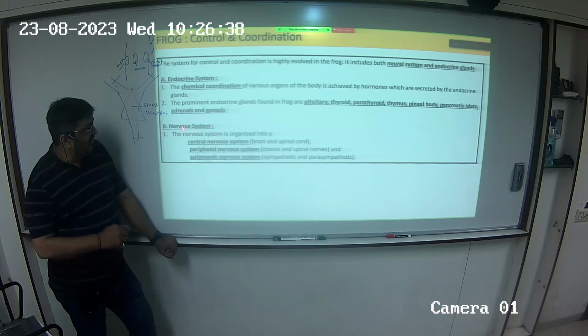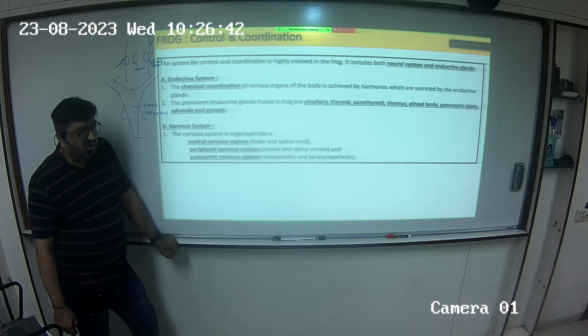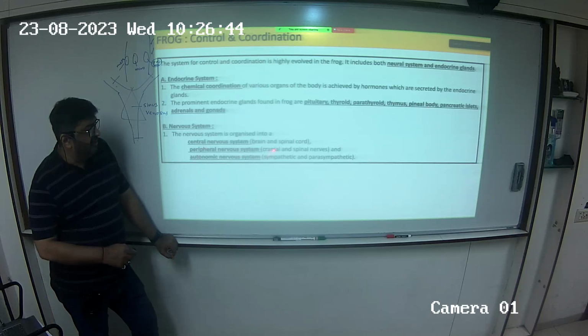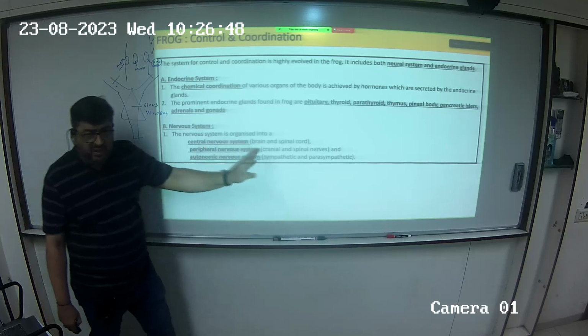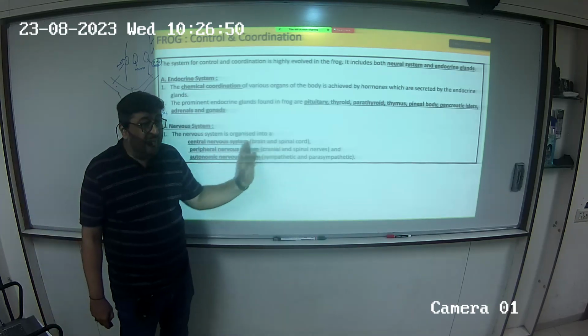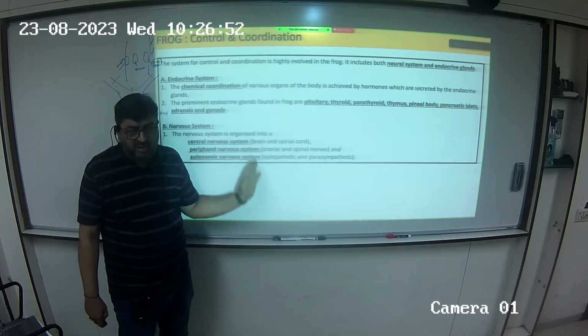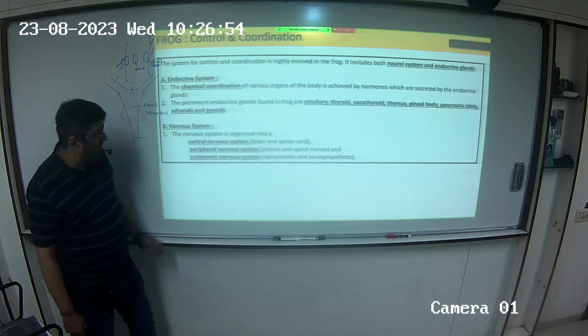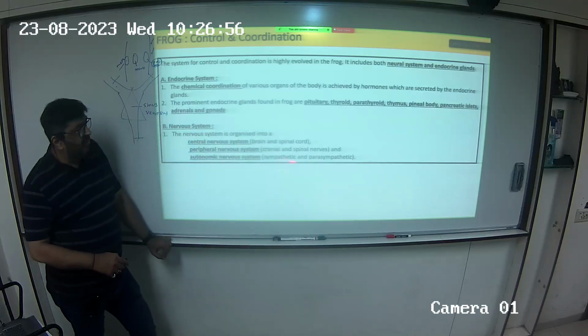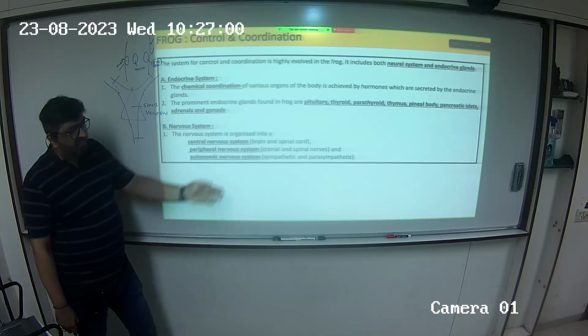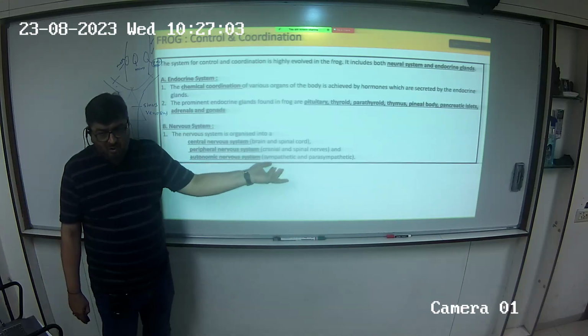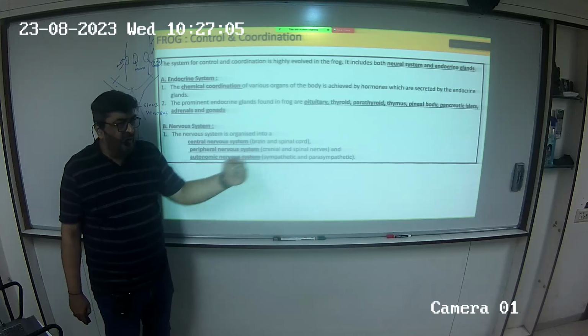Okay, nervous system. CNS, brain and spinal cord; peripheral nervous system, cranial and spinal nerves. In humans it was 12 and 31, here it is 10 and 10. 10 cranial, 10 spinal. Autonomic nervous system, sympathetic and parasympathetic, right? Again, for control of involuntary organs. Autonomic system is only for control of involuntary organs.